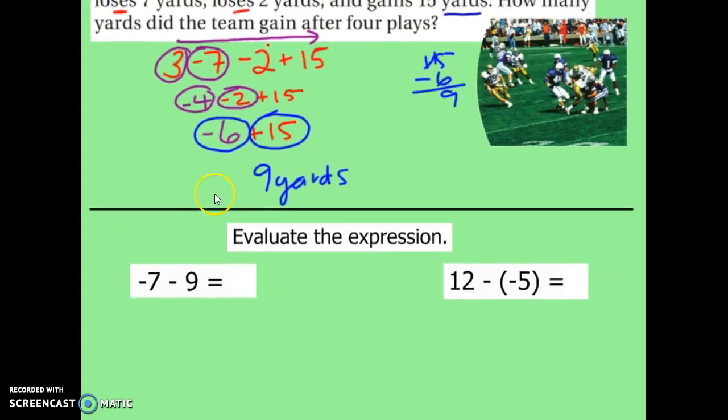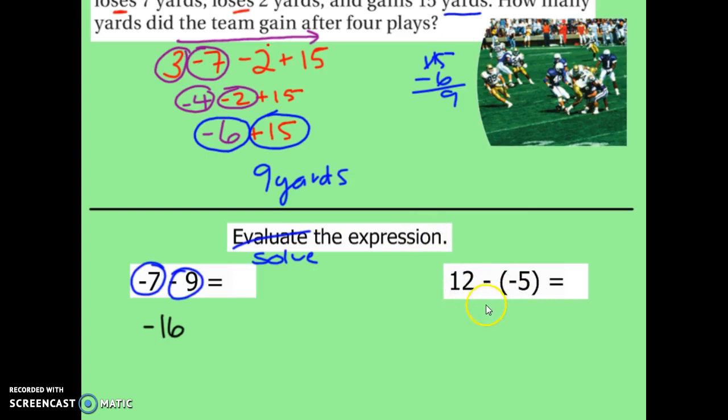Moving down below, here are a couple more that just have an equal sign. There's nothing different. You're evaluating or solving the expression. So here's a negative 7 combined with negative 9. Same sign, add and keep. So 7 plus 9 is going to give us 16. And they're all negatives.